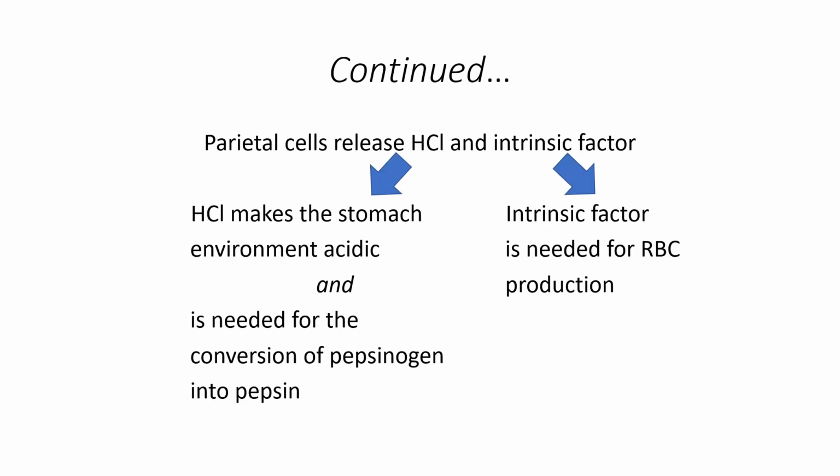Okay, and to complete those blanks, under hydrochloric acid, we create an acidic environment in the stomach that is necessary for the conversion of, here's your blanks, pepsinogen into pepsin, and of course on the right side there's another set of blanks. Intrinsic factor is needed for RBC production, and that is of course to increase the vitamin B12 absorption. Okay, so there's your blank, vitamin B12 absorption.